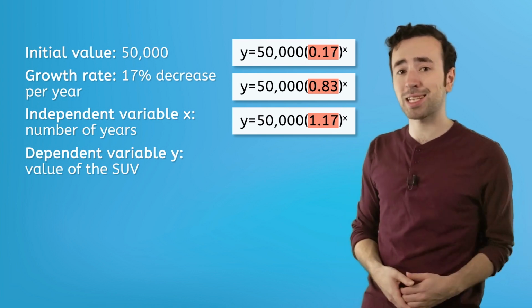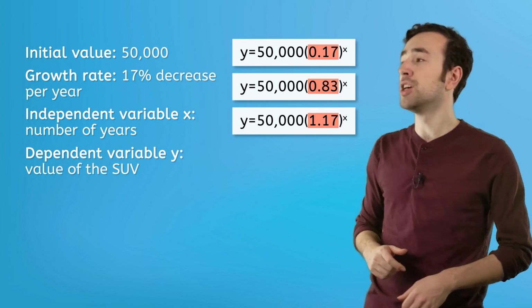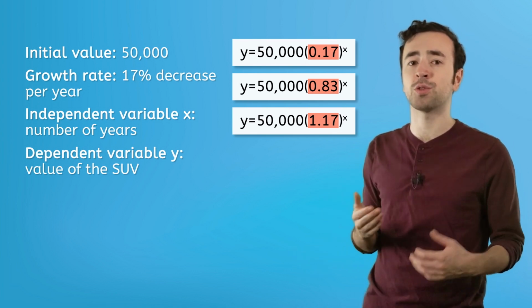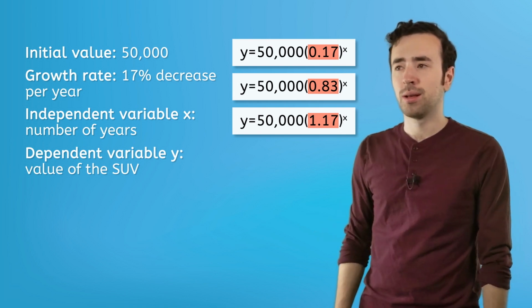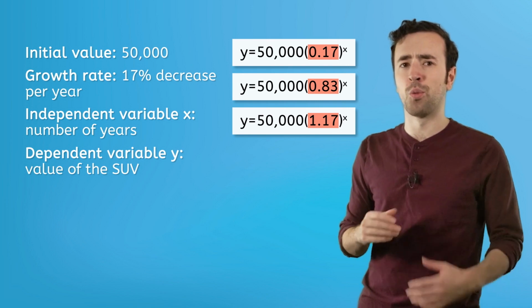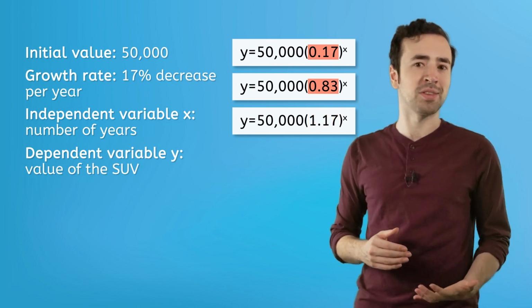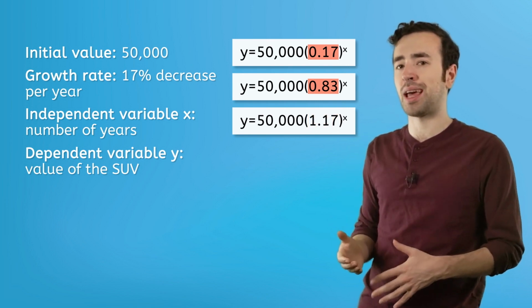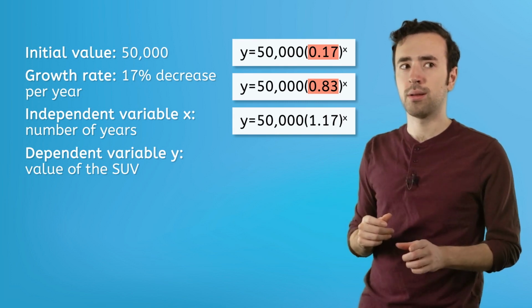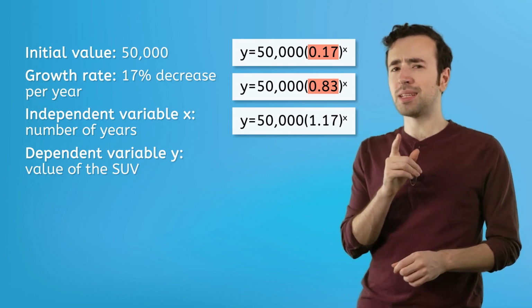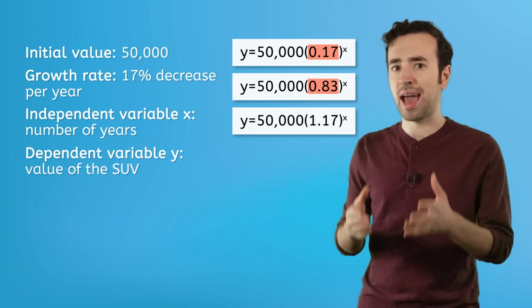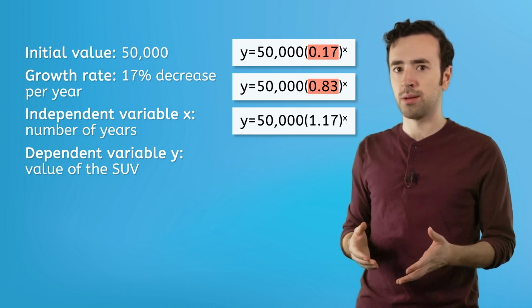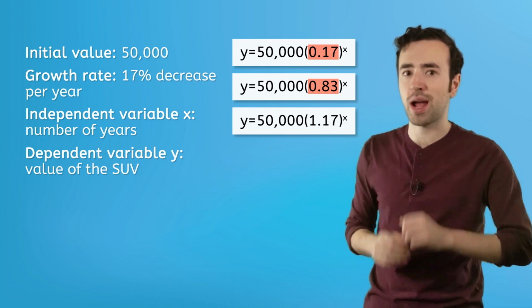Yeah, since this is exponential decay, our growth rate should be between 0 and 1. So that means this last equation won't work. Plus, from what we learned a moment ago, the 1.17 would be growth by 17% because we're adding the 17% as a decimal to 1. Hey, maybe since this is decay, which is the opposite of growth, we don't add the percentage as a decimal to 1. We do the opposite, subtract.